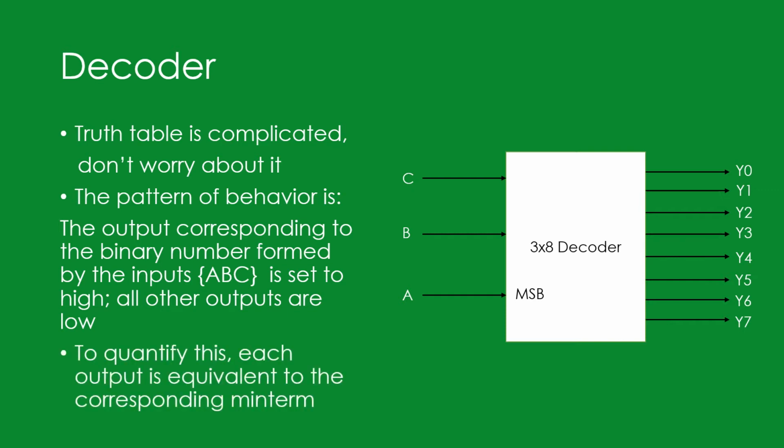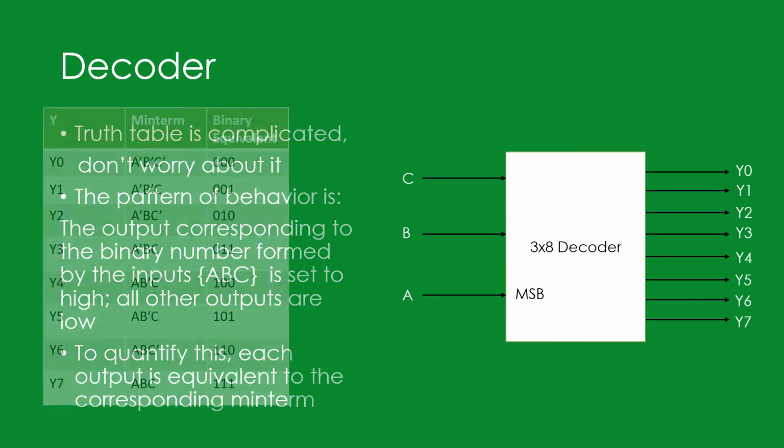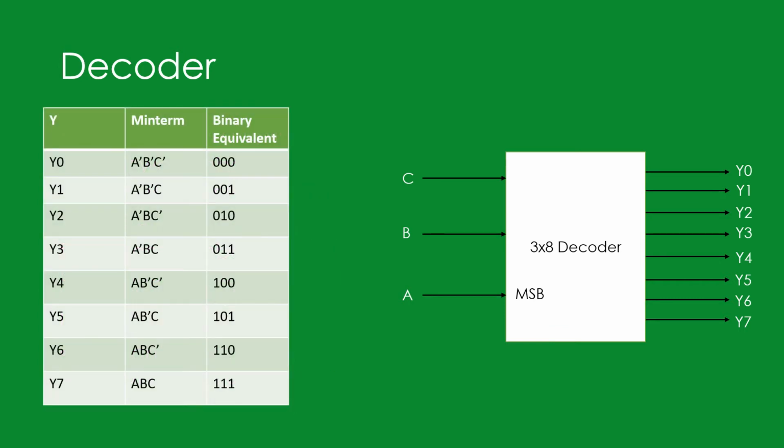However, we do still need some way to relate this to a Boolean equation without a truth table, and that's by setting each output equivalent to the same numbered minterm. This table shows what that looks like. So input 0 is equivalent to minterm 0, input 1 to minterm 1, etc.